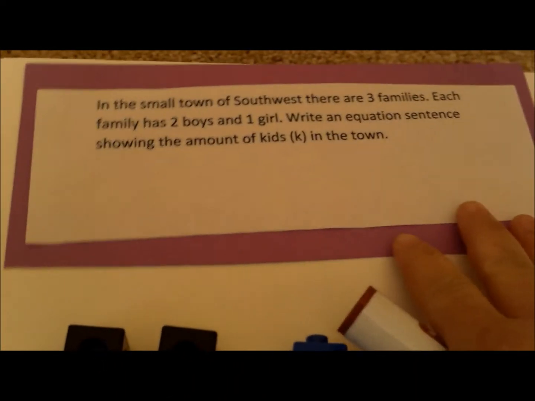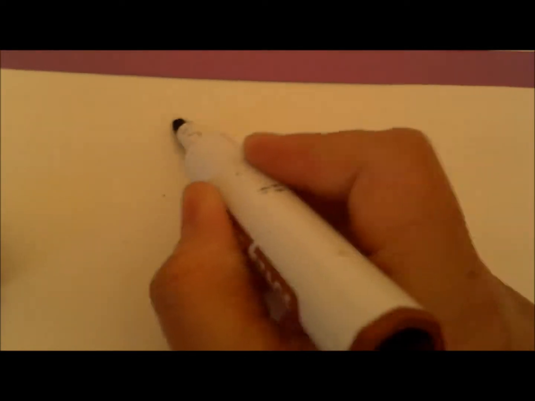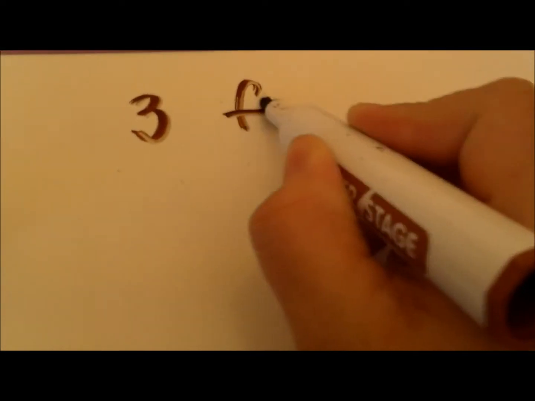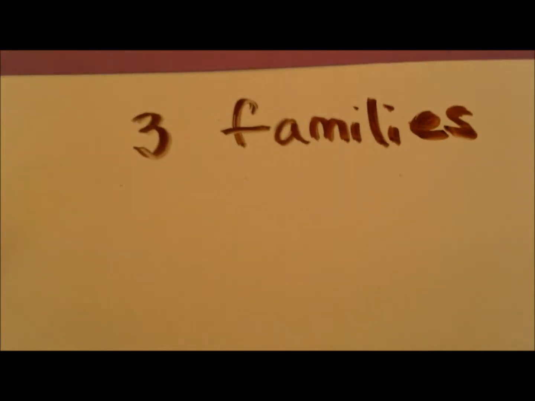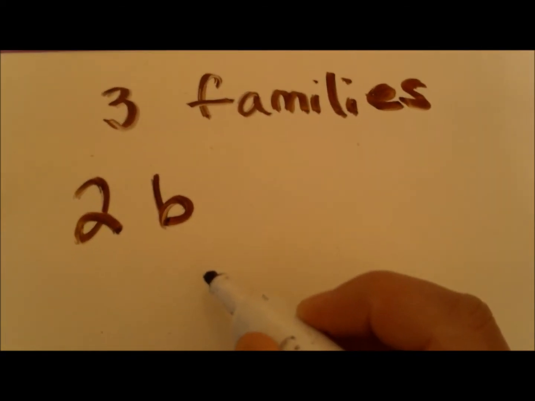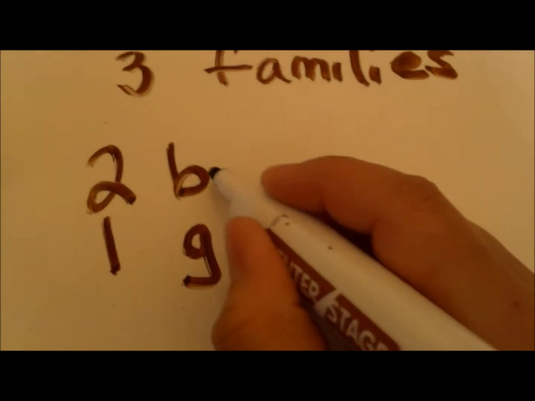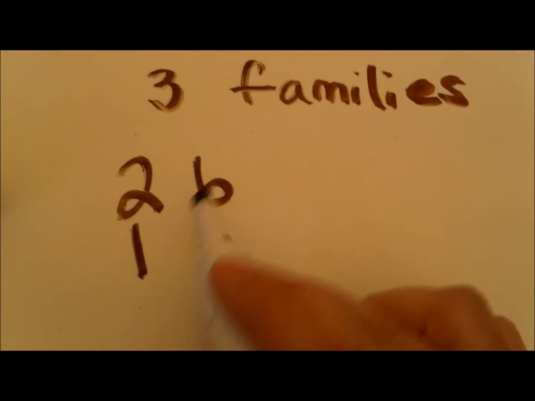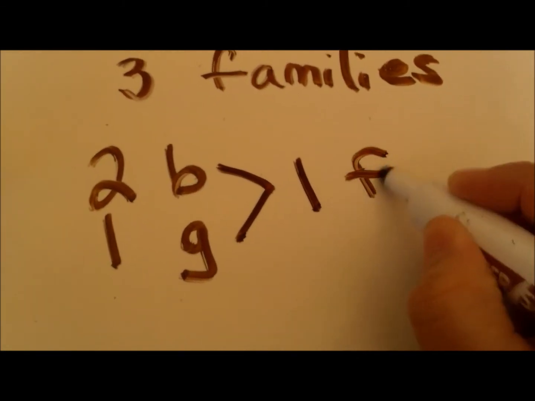I see that I have 3 families. So I'm going to write my important information here. Okay, so I'm going to write 3 families. I know that there are 2 boys, so I'm going to abbreviate and put B for boys, 1 G for girls, and I know that 2 boys and 1 girl actually equals 1 family.